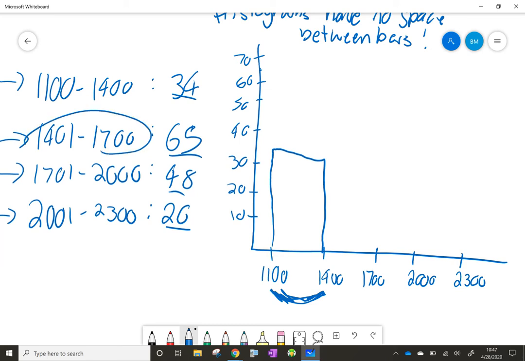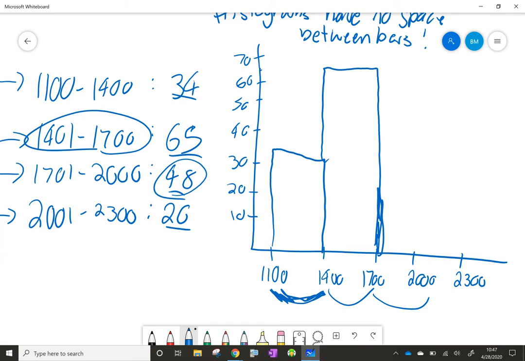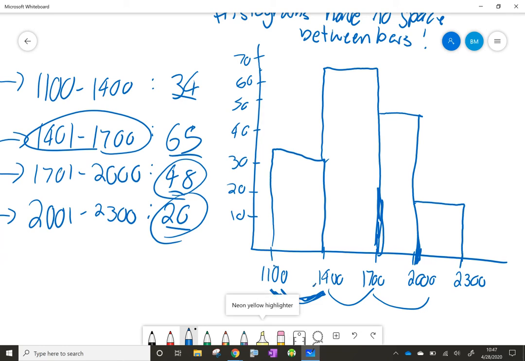So 1400 to 1700, there were 65 people. So we have to go way up for this bar, way up there to 65. Remember, that bar goes all the way from 1400 to 1700. Then from 1700 to 2000, there's 48 people. So that bar is going to go up to 48, right about here. Kind of missed the mark, but it's all right. And then 20 in the last section, so 20 for 2000 to 2300. And there's your histogram. So again, it's just like a bar graph, but the bars are connected. There's no space between the bars. They go all the way around from their range. They fill in the gaps completely.